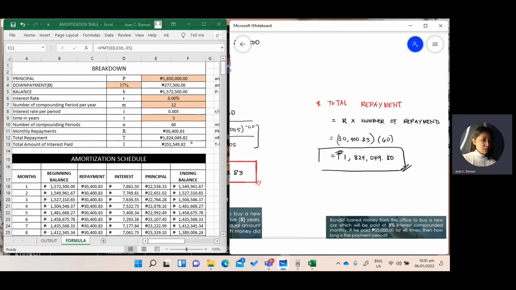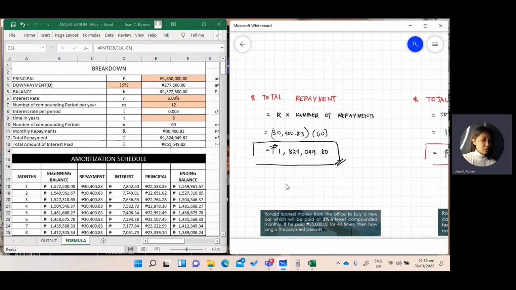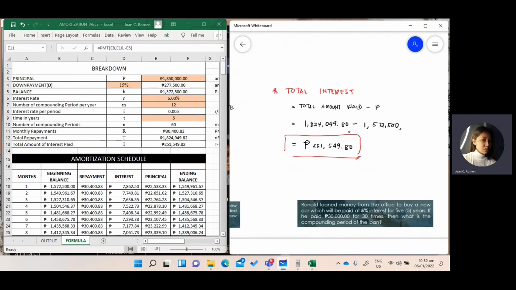Okay? So, 1,824,049.82. Ang nakuha natin ay 1,824,049.80. Again, may discrepancy since ang ginamit natin ay yung rounded off na po. Okay? And then, the total amount of interest or the total interest paid is 251,549.80, which is yun din naman yung nakuha natin. Okay, may discrepancy lang dahil nga po yung rounded off yung ginamit natin to solve for the interest.